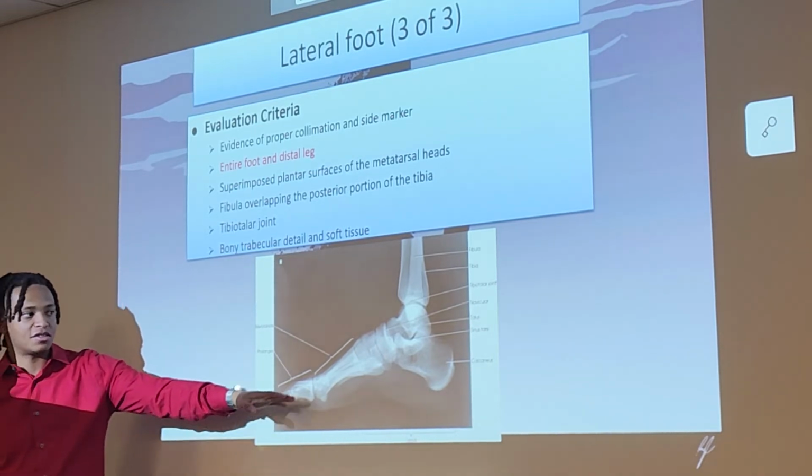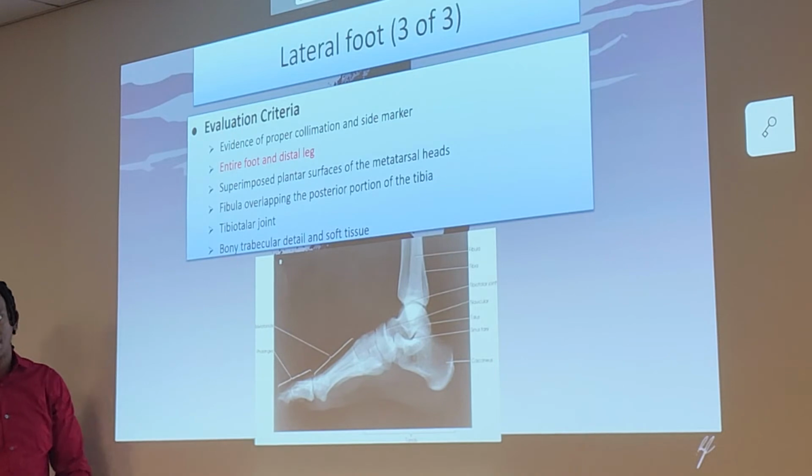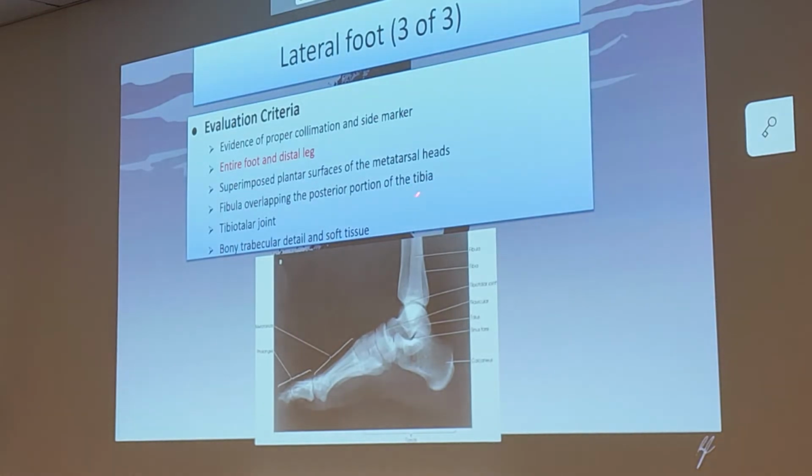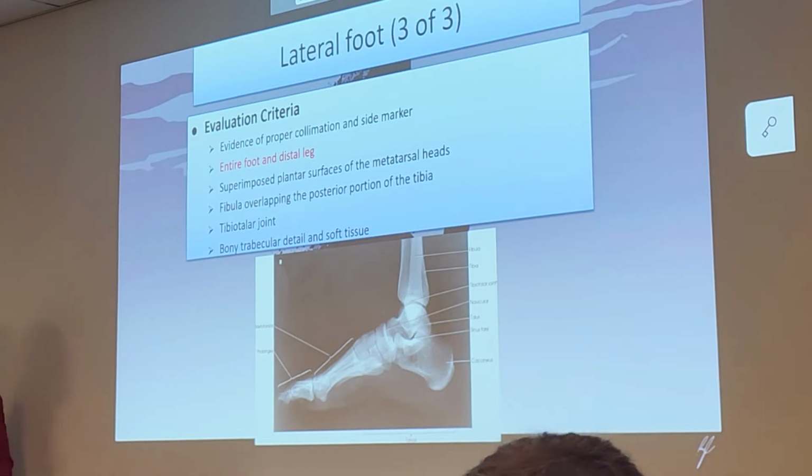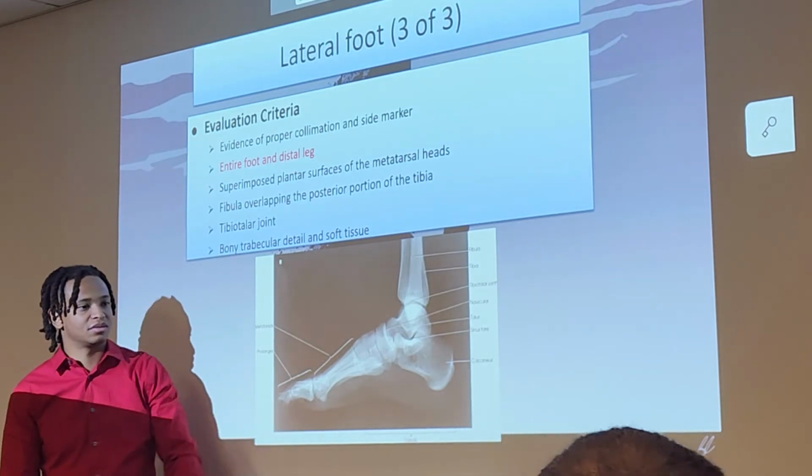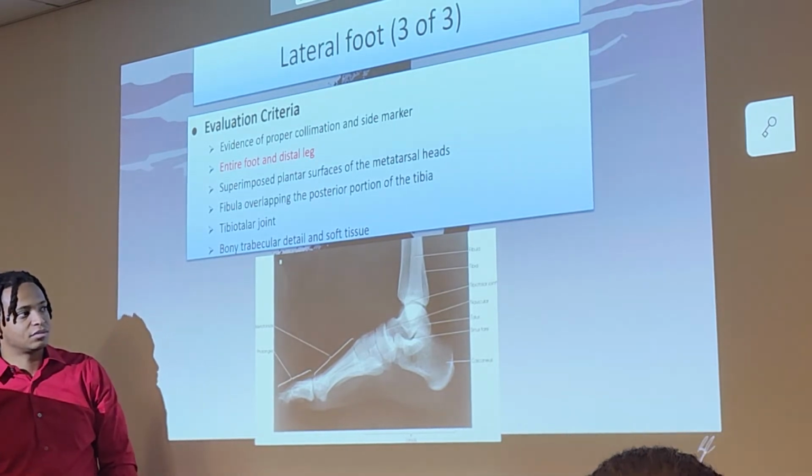The phalanges, the tarsals are superimposed. That's how you know you had a good X-ray. Fibula overlapping the posterior portion of the tibia is superimposed right here. That's a good indication as well, good lateral. And you have the tibiotalar joint. And what's that located at? That's just another way of saying your ankle joint, guys. I don't know if we went over that, but tibiotalar is another way to say ankle joint.